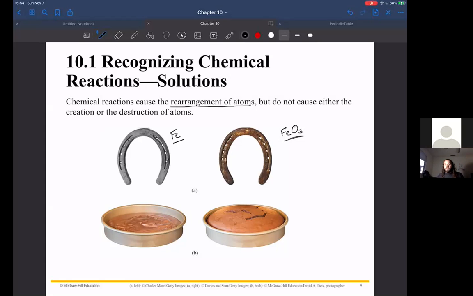You can't create or destroy atoms though. So in this case, for iron, really it's iron plus oxygen, a gas all by itself, those mix together to form the iron oxide, right? So that's why rusting happens in the presence of oxygen. So there's no such thing as making an atom from nothing. It's all about just rearranging the atoms and who's bonded to who.